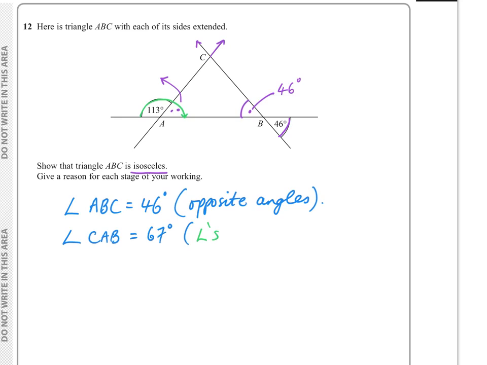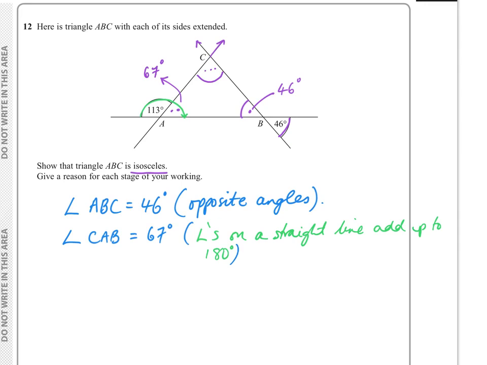When I use this symbol, by the way, it just stands for angle, because it's like an angle. It's a shorthand, which is perfectly allowable. So angles on a straight line add up to 180 degrees. So we'll put that one in, that's 67. Now, what we're hoping for is that this last angle here is either going to be 46 or 67.